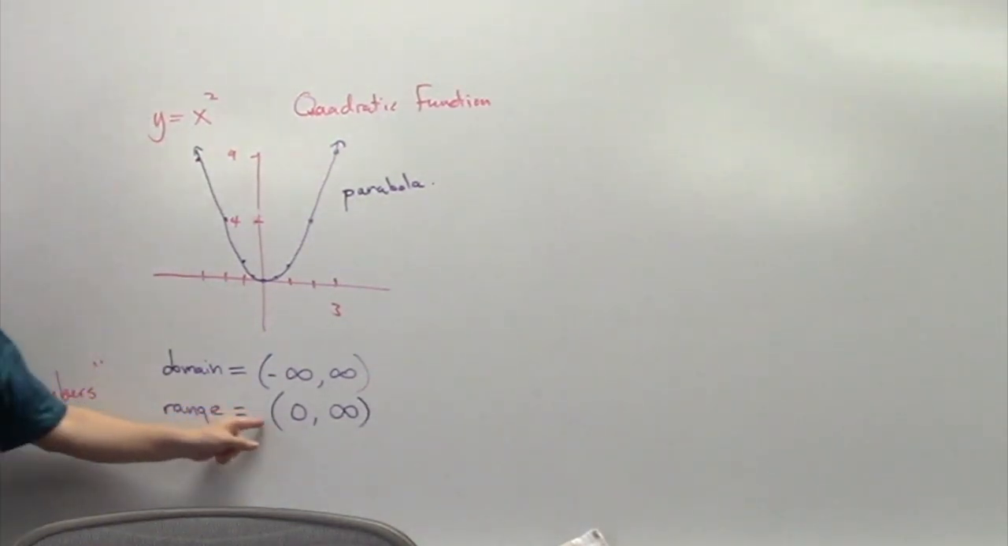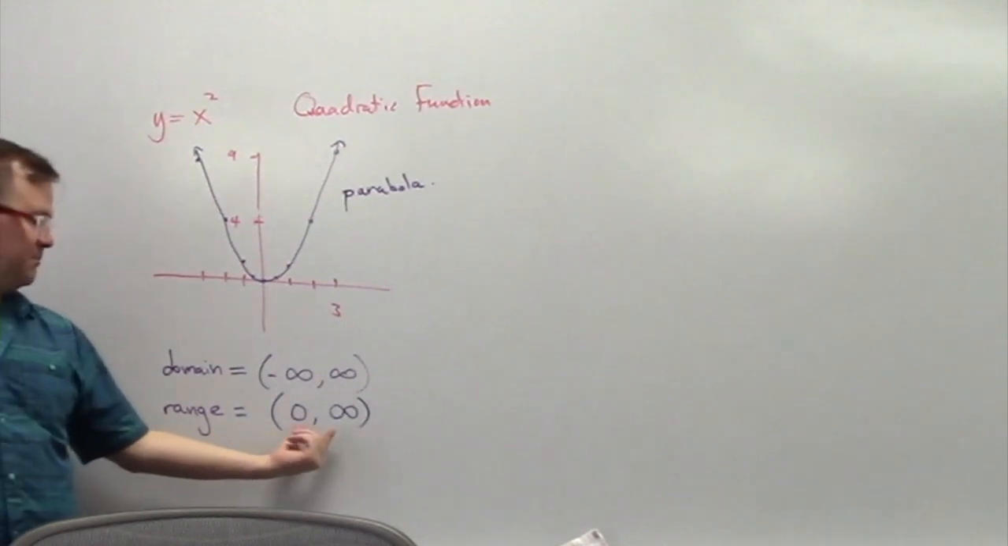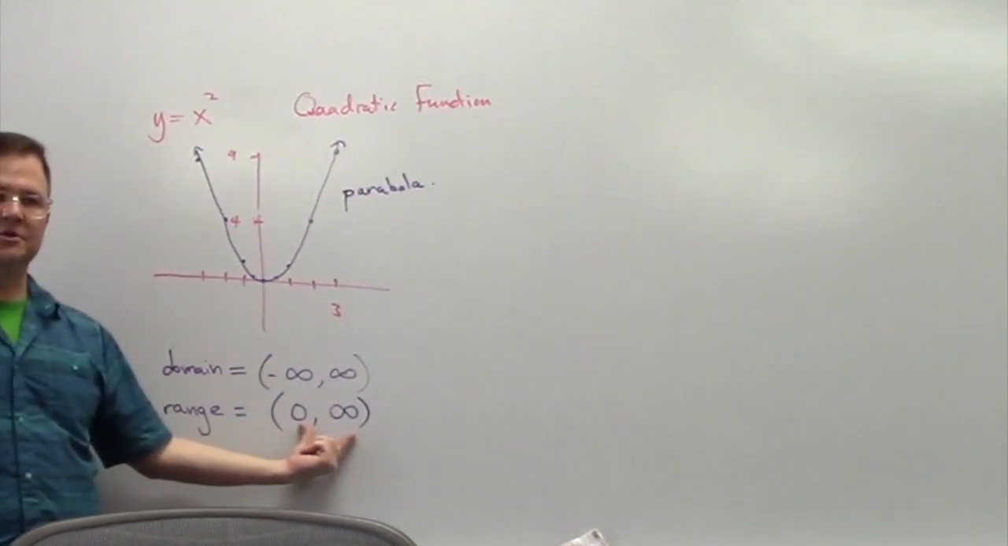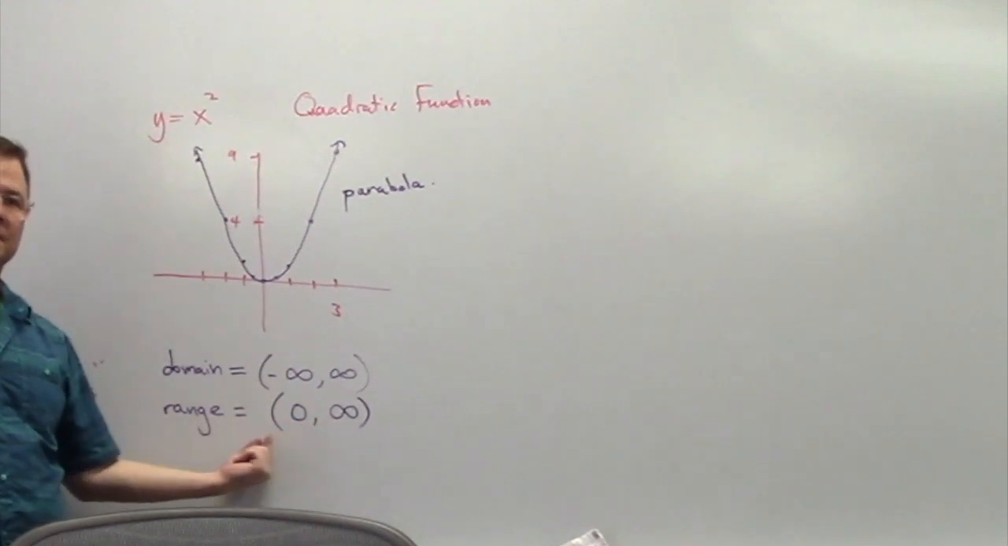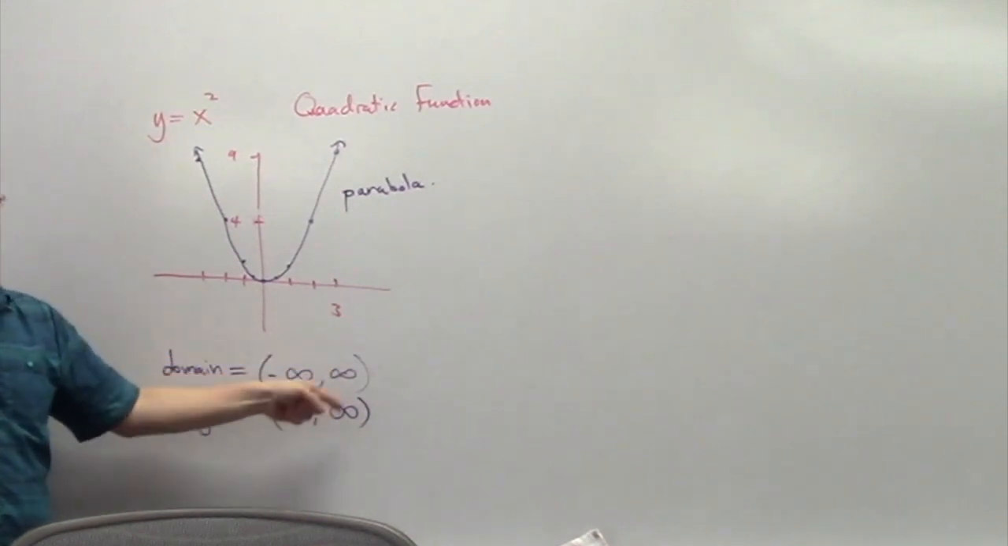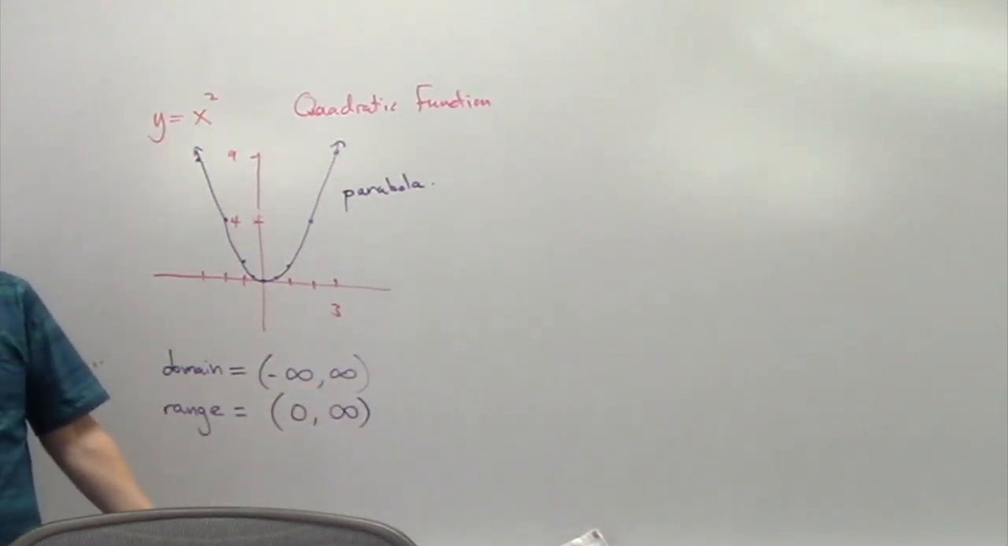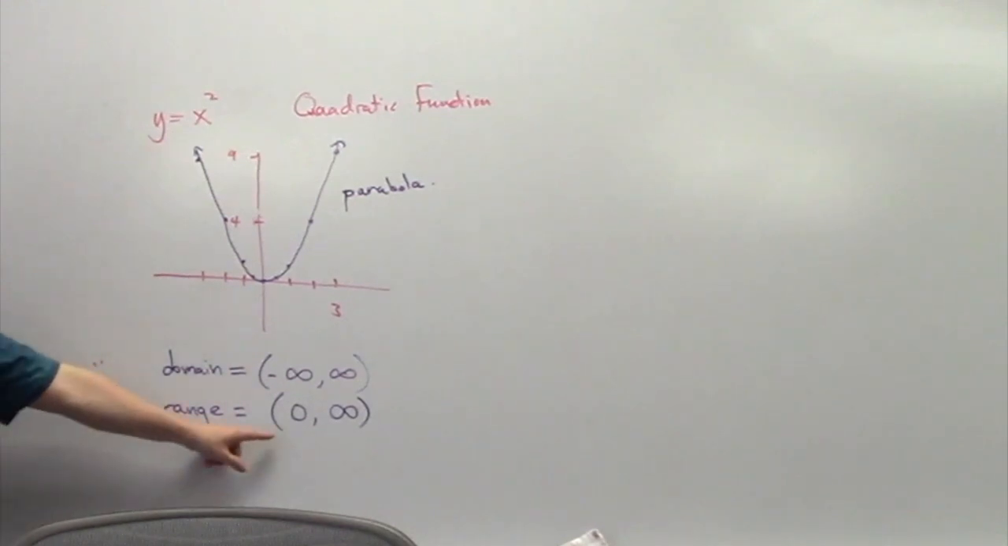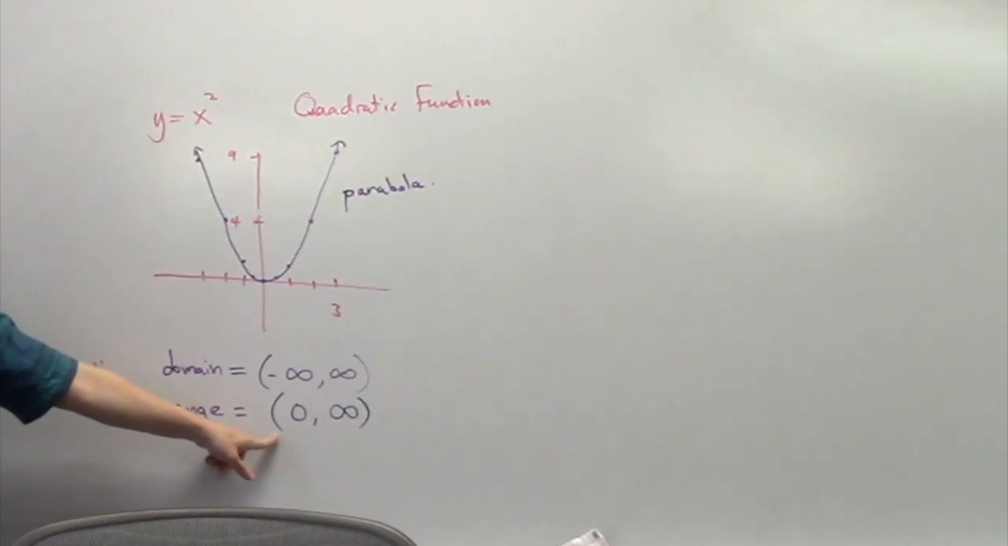This parenthesis right here is saying that everything between 0 and infinity is in the range, not including 0, not including infinity. It makes sense to have a round parenthesis next to infinity because infinity is not actually a number. But sometimes I'm going to put a parenthesis next to the 0, or a bracket. The parenthesis means that 0 is not in the range. The bracket means that 0 is in the range. So which is it? Is 0 in the range or not? It is. So the range is [0, infinity).